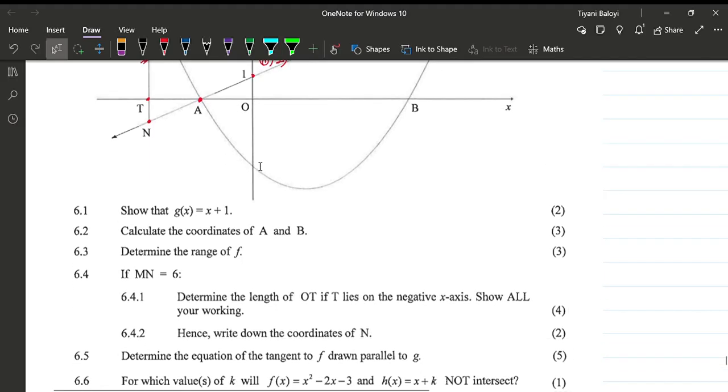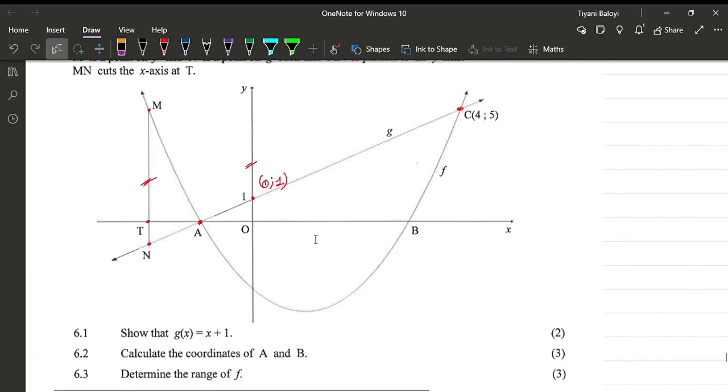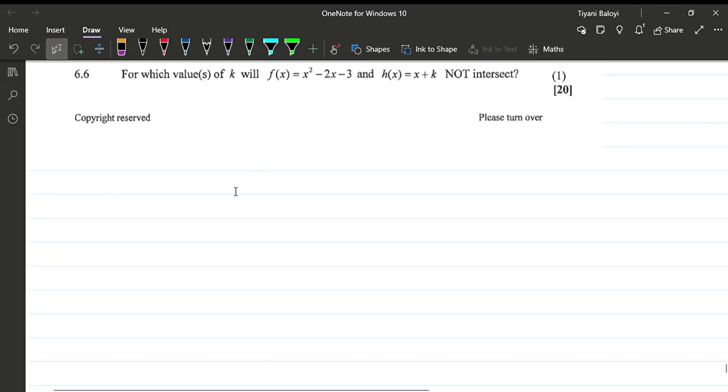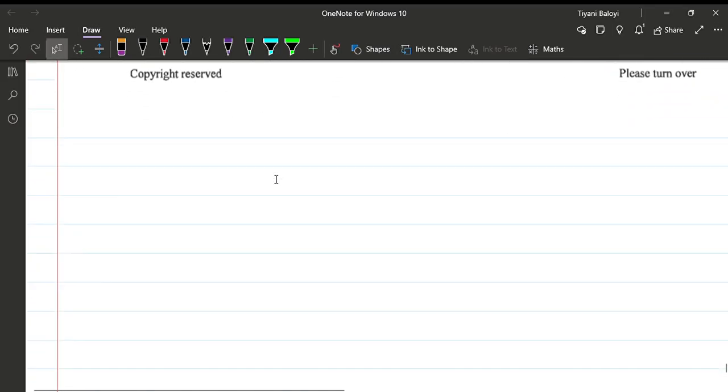So we're done with looking at the graph. Let's just look at the question. It says show that g of x is equal to x plus 1. How can we show that? We have those two points. We can calculate the gradient, and we already know that the y-intercept is 1. So we can just start working on that.